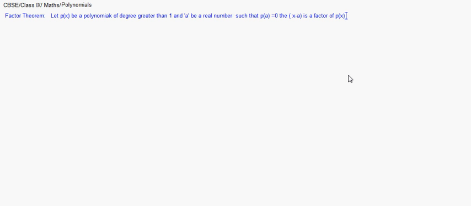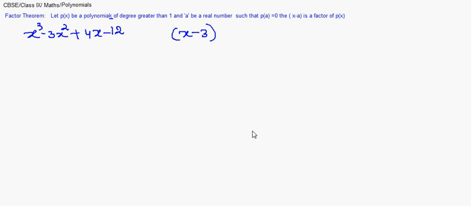Now what does this mean? Suppose I take up a question. We will now show that x minus 3, which is a linear polynomial, is a factor of the polynomial given by x cubed minus 3x squared plus 4x minus 12.